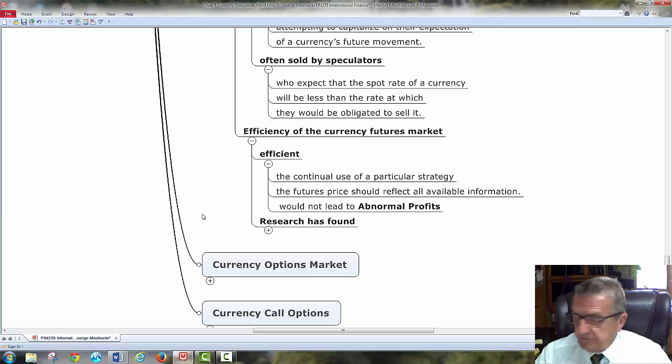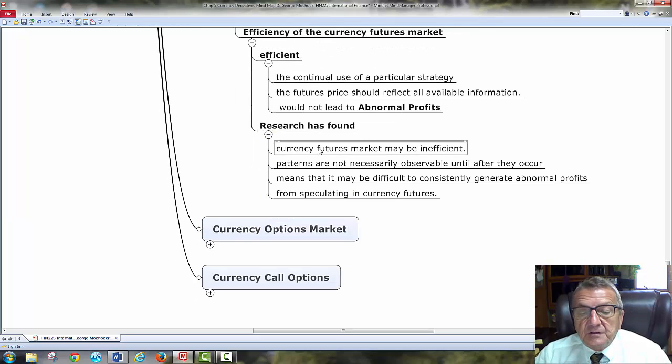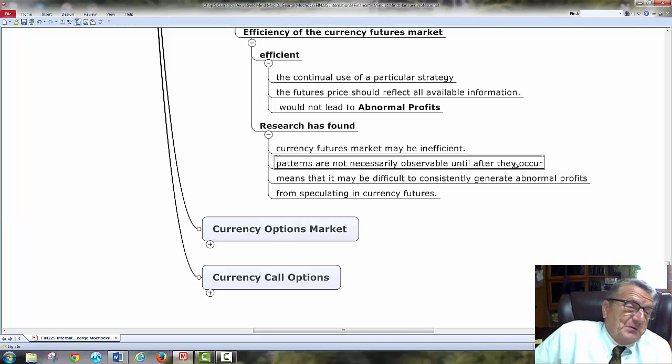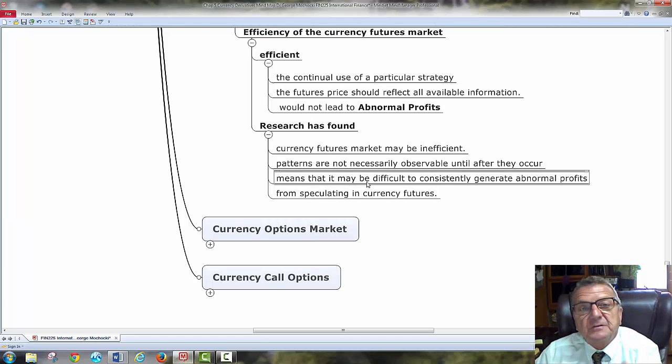So what has research found? Research has found that currency futures markets may be inefficient. Patterns are not necessarily observable until after they occur. Remember, I didn't know something was going to happen with the country. I didn't know there was going to be that much unrest in the Middle East affecting all this. Who knew what was going to happen with Iran?